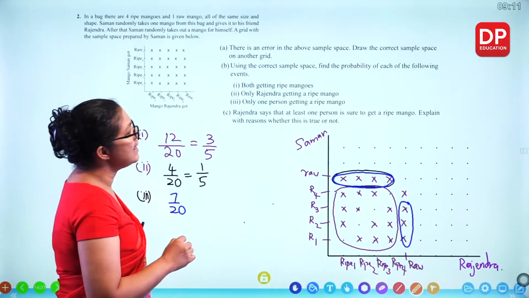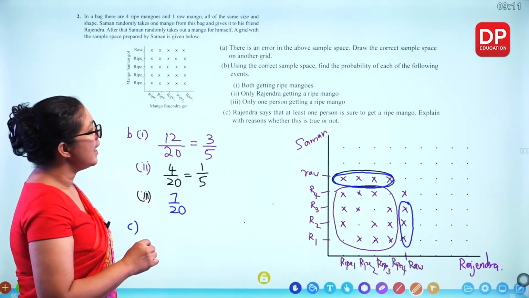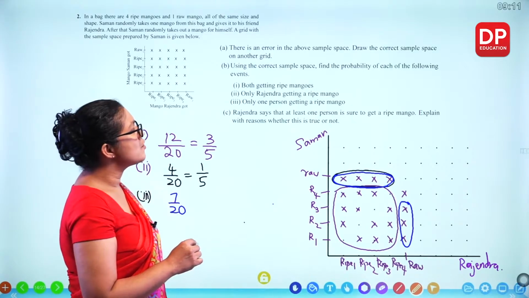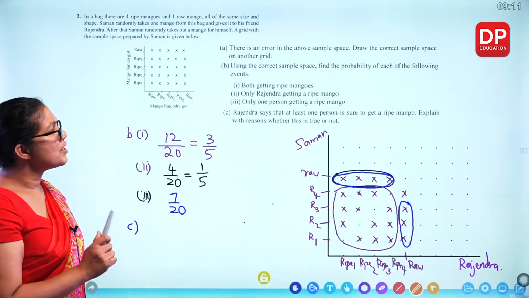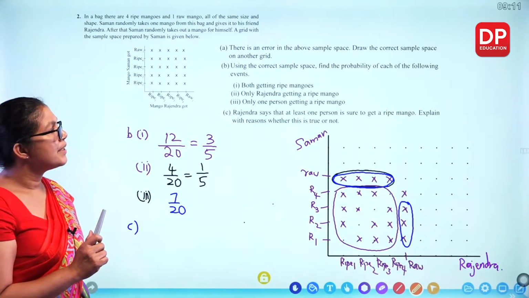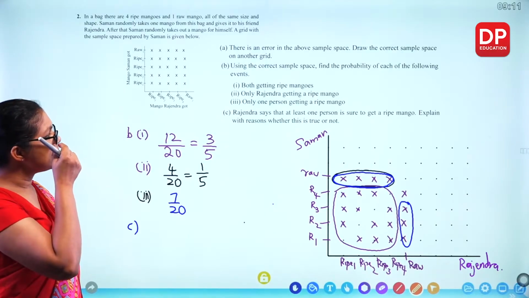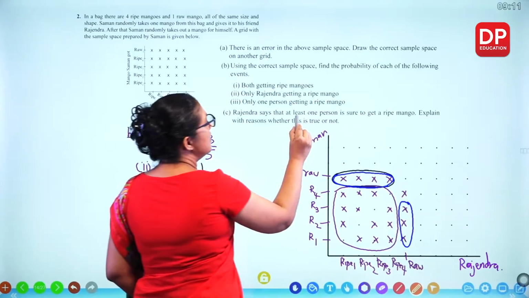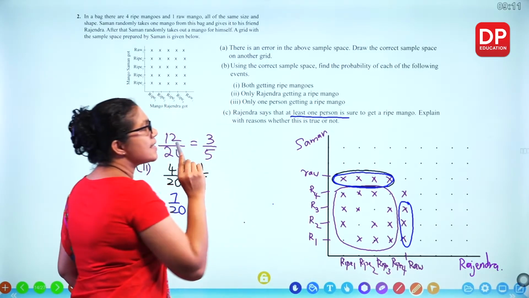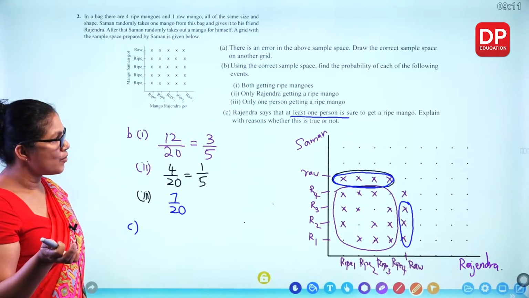Rajendra says that at least one person is sure to get a ripe mango. Explain with reasons whether this is true or not. At least one person is sure to get a ripe mango. So at least means either one person gets a ripe one or both can get ripe mangoes.